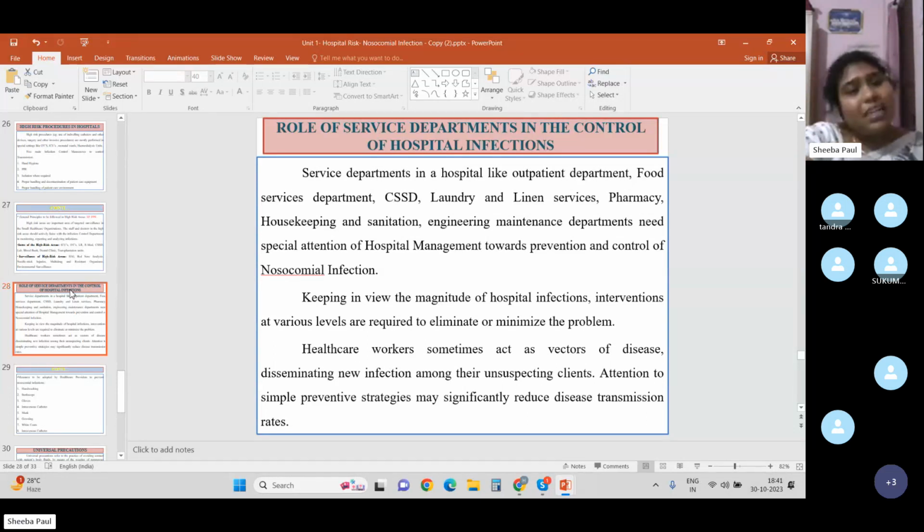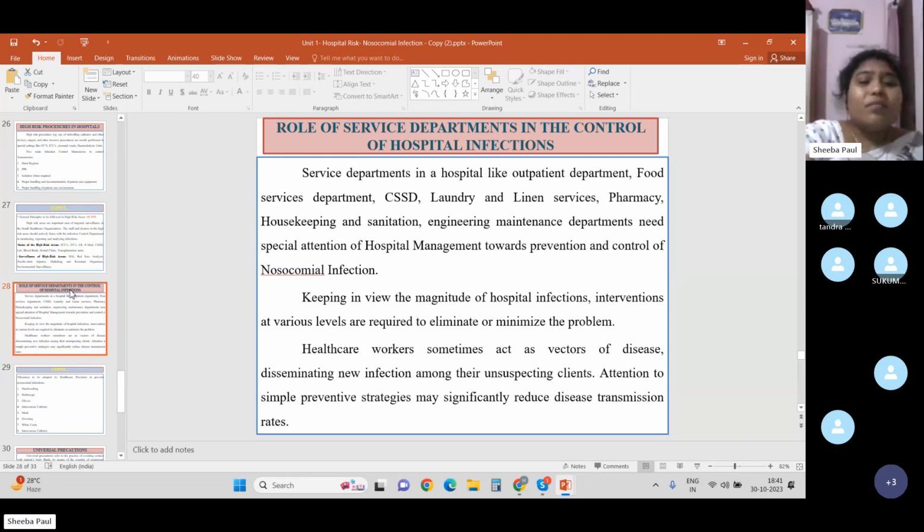And then laundry and linen services: if the laundry is not done properly, the rate of infection increases. The pharmacy: if proper medications are not delivered, medication errors can cause complications in a person. In the same way, housekeeping and engineering departments, everything should be highly monitored by the hospital management so that infections are prevented.